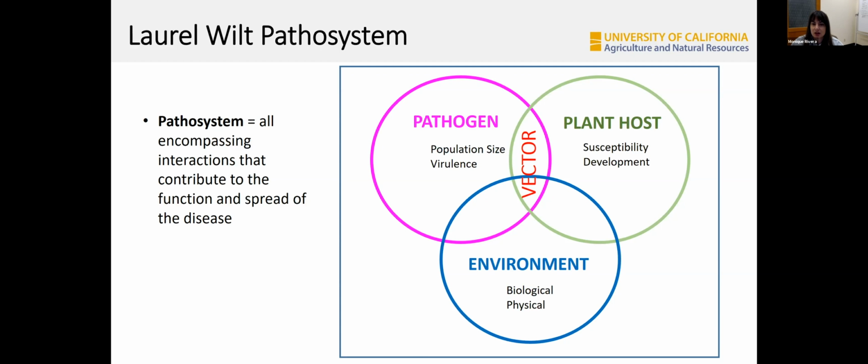So this includes, when it comes to the pathogen, the population size of the vector can influence the population size of the pathogen that's present, as well as the virulence. And there'll be follow-up slides that explain a little bit more about what I mean by that. The plant hosts vary in their levels of susceptibility.